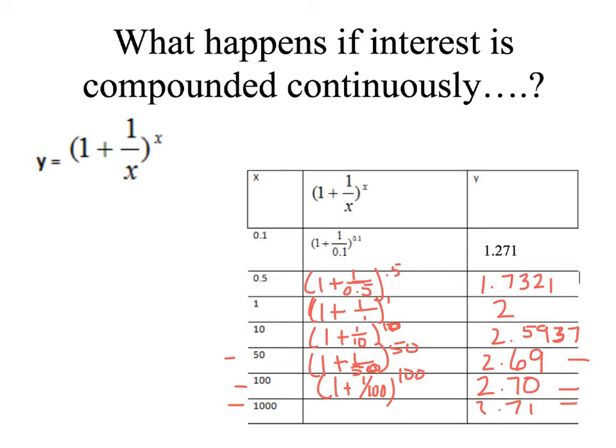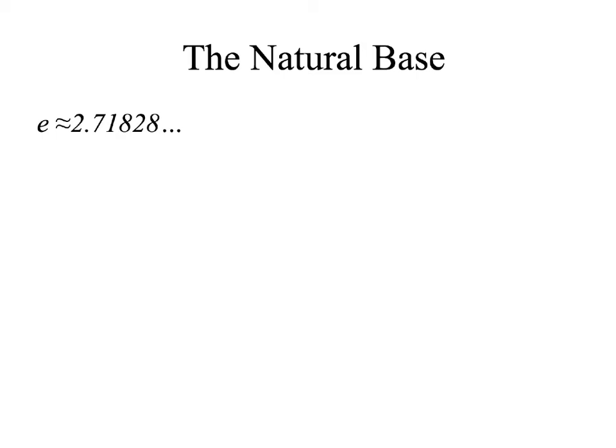So this is reaching a limit over here, or an asymptote. And so that asymptote, this value that it's approaching over here, as my x's keep getting bigger and bigger and bigger, is e. So e is called the natural base. It is approximately 2.71828, and that continues on forever, much like pi. And it comes from that formula as x value approaches infinity.